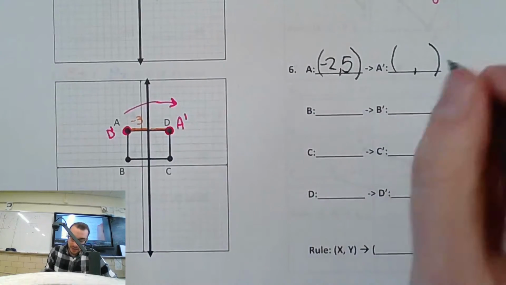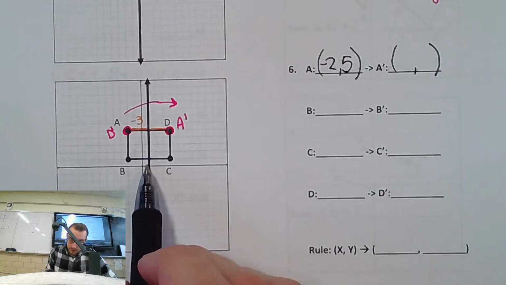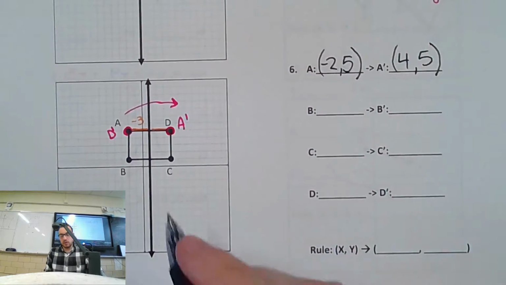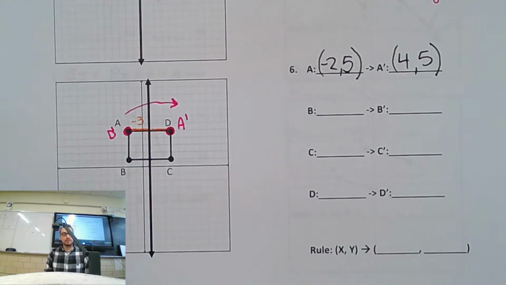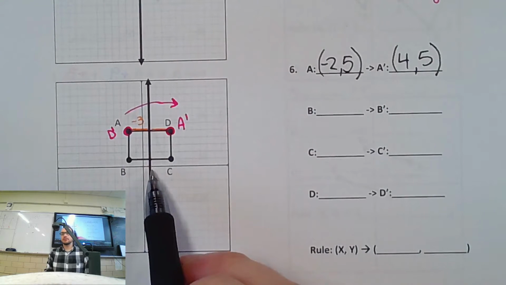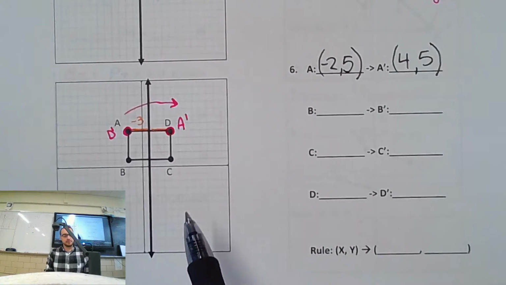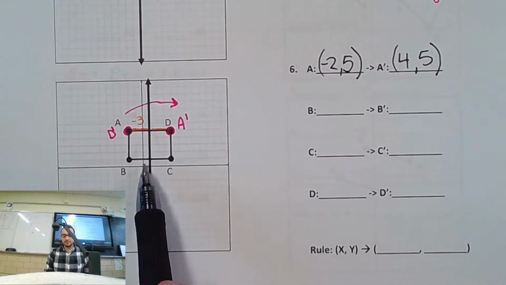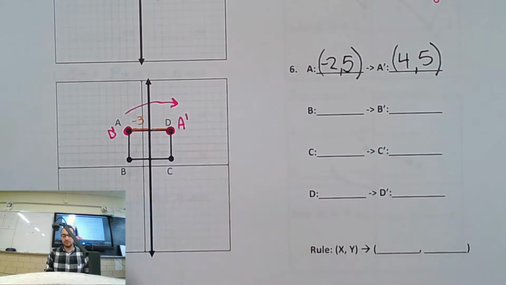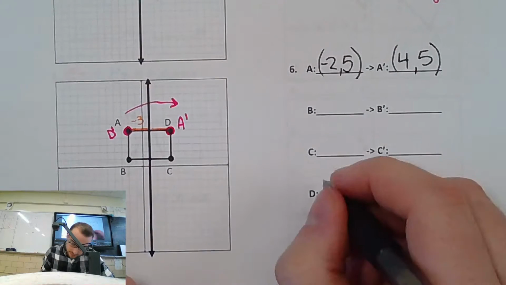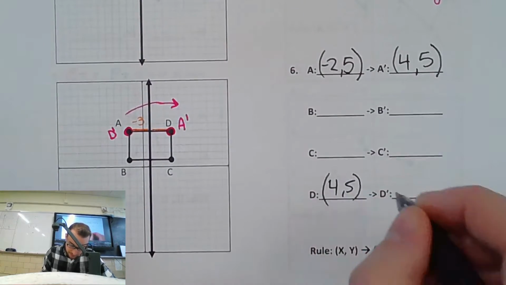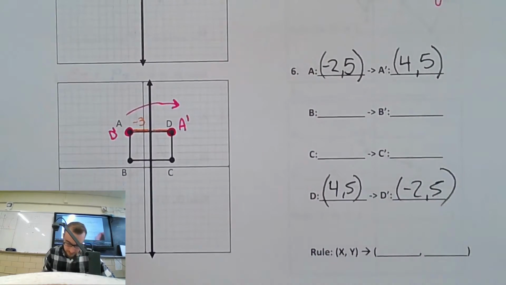A prime, again, starting from the origin: 1, 2, 3, 4, up 5. Who, when they were counting for A prime, counted from the line of reflection? Who did it? There's always one. There's at least one. I do it every single time. Thank you, Alex. Hannah did it last class. Happens to the best of us. Make sure you count from the origin. 4, 5. D, also 4, 5. And D prime is negative 2, 5.